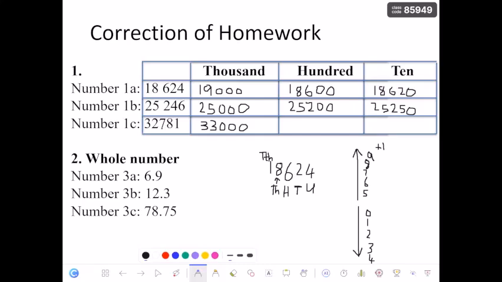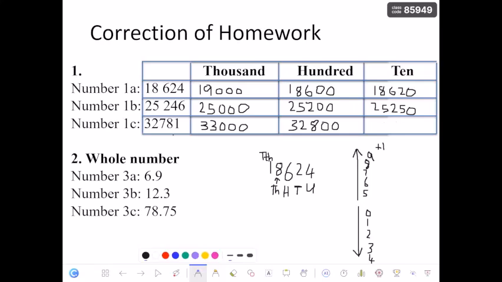Then this is to nearest 100. 100 is 7, which is 3, 2, 7. Then you check 8. 8 is nearer to 7. That means you add 1 to this 7. It will now become 8. Then every other one will become 0, 0.